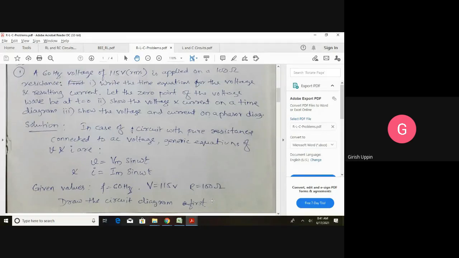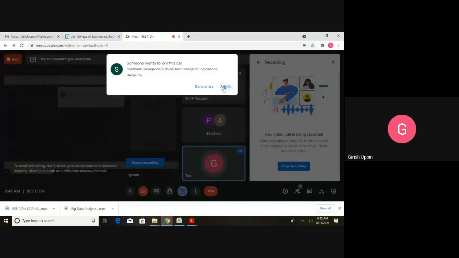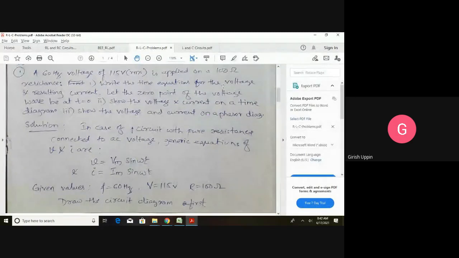In case of a pure inductance, having the inductance of L, if we apply a voltage V = Vm sin omega t, the resulting current will lag the voltage by 90 degrees. What is the meaning of a lag? After I apply the voltage from the zero reference, the current will take pi by 2 time. So it will take about one fourth of a cycle time to start. So that is pi by 2. The equation can be given as I = Im sin (omega t minus pi by 2).